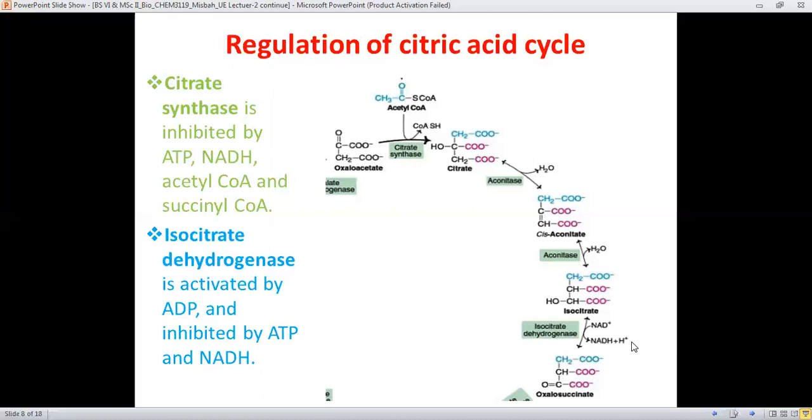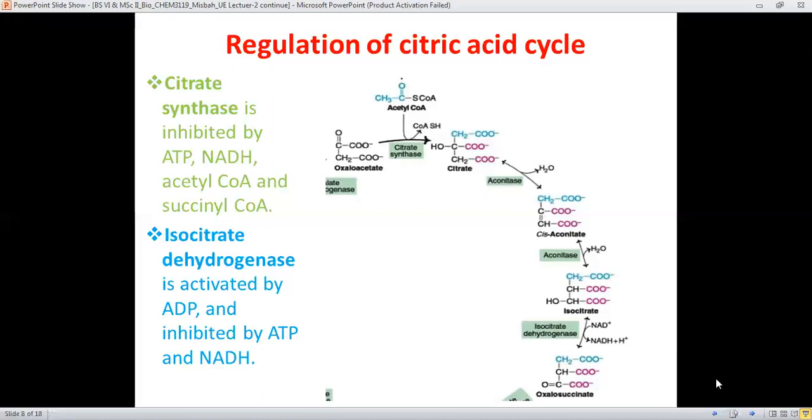Whatsoever NADH is produced in this reaction must be washed away from this pathway. It must get into the electron transport chain, and it will revert back to its oxidized form. Therefore, it's inhibited by the presence of ADP and NADH.